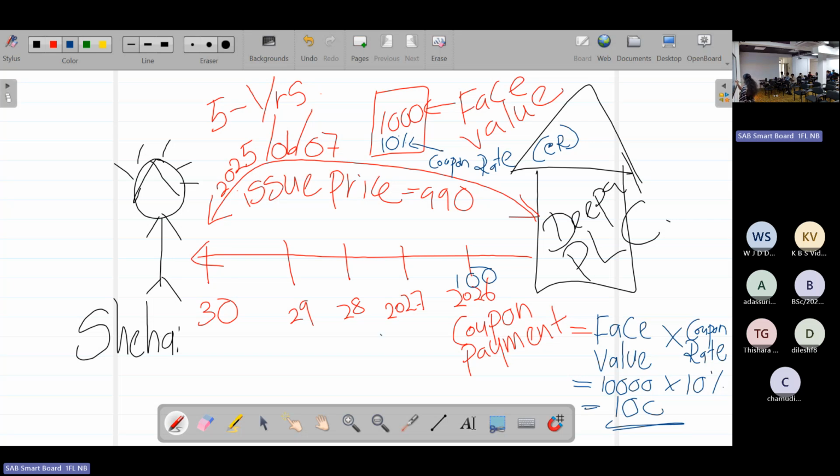Right? Coupon payment for the second year, CP, coupon payment for the second year. During 2027, how much will Shehan have as a coupon payment? What's the value then? What's the value? Coupon payment for 2027.